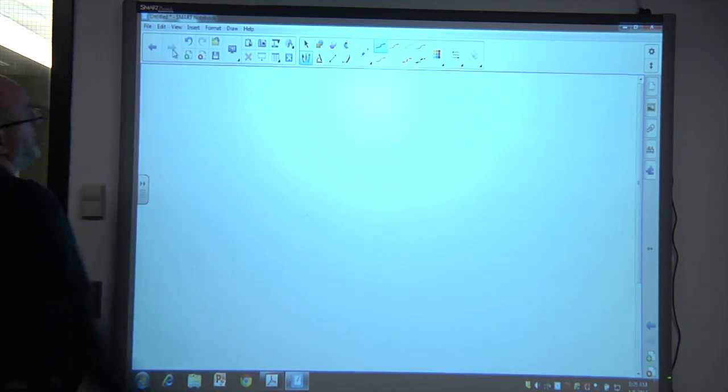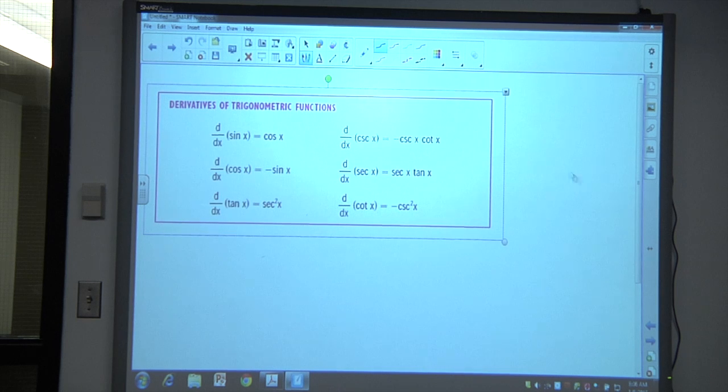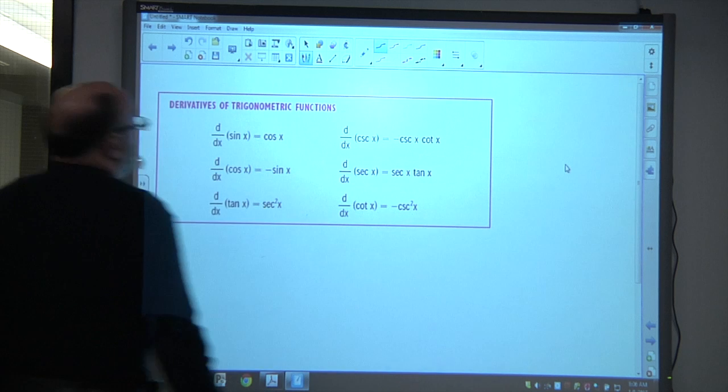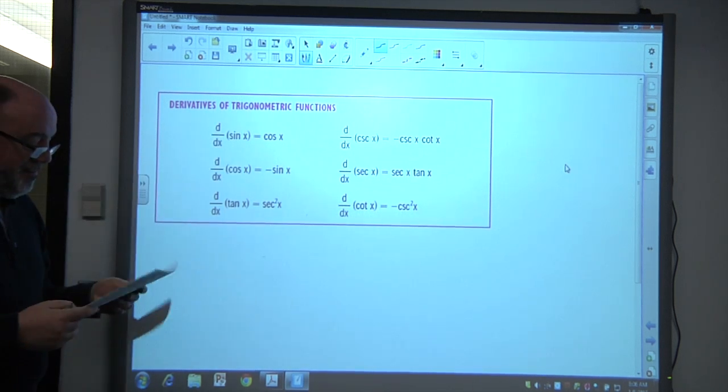Other properties that go through are the derivatives of the trig functions. And this comes out of the book. Right? So you have the derivatives of sine, cosine, tangent, cosecant, secant, and cotangent. Okay? If you were going to know any of these, the only ones everybody remembers are the first two, sine and cosine. Okay?